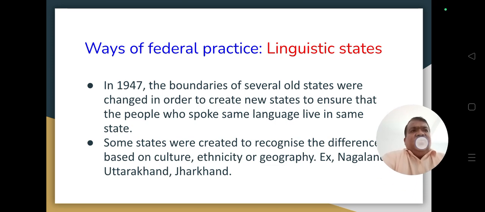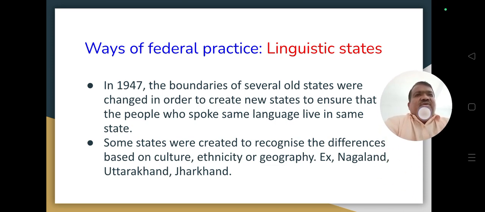And here we find the ways of how we practice the federal structure. Some of the steps the Indian government has taken. In that, the first one is linguistic states, formation of linguistic states.